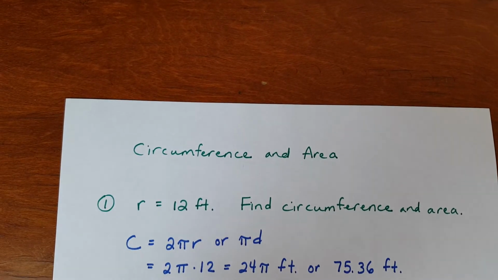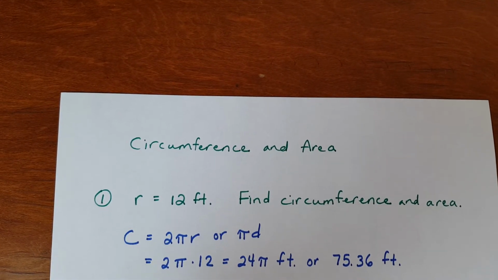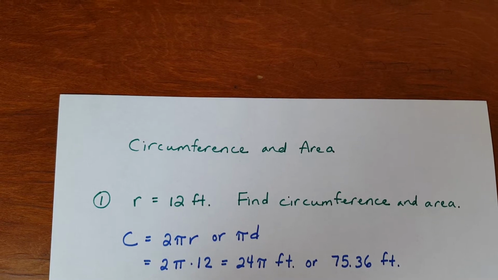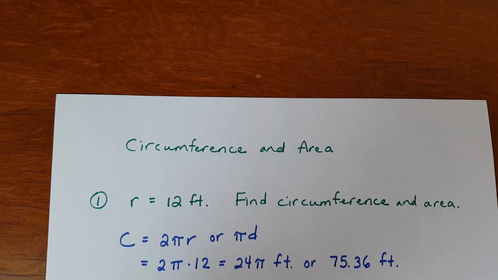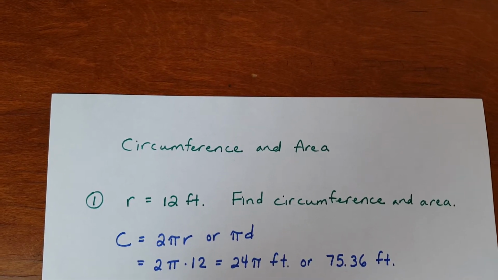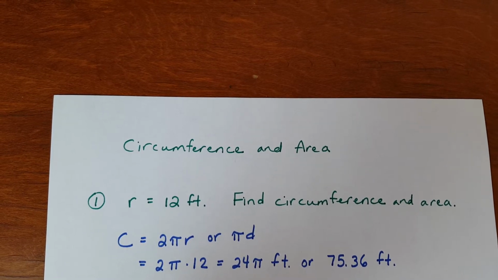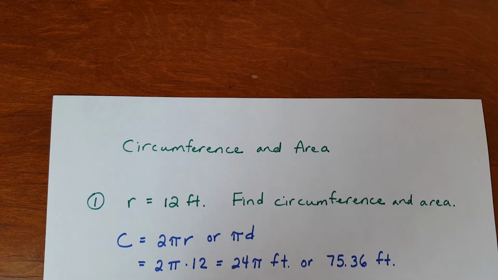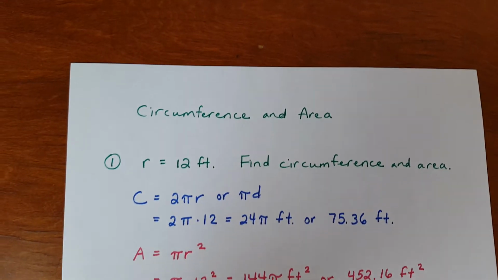Okay, so if we put 12 in for r, we get 2 times pi times 12, or 24 pi feet. If we want the decimal version of that, just use 3.14 or the pi button on your calculator, and we get 75.36 feet. How about the area?